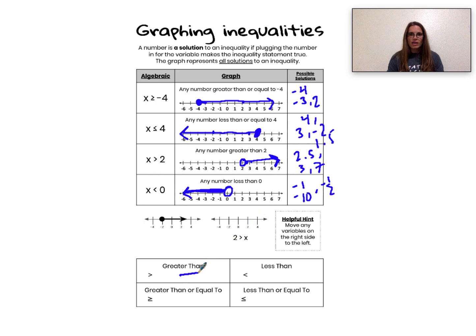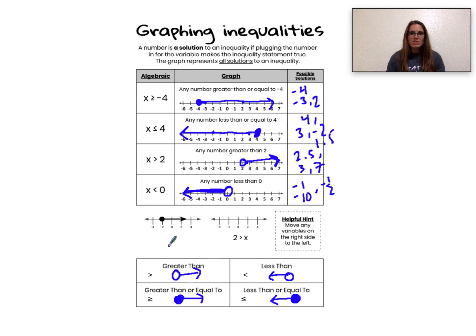In summary, greater than is going to have an arrow to the right, as is greater than or equal to, but only the equal to has a filled in dot. If we have just a greater than symbol, our boundary number is not a member of the solution set, so I have an open dot there. Similarly, less than and less than or equal to have arrows to the left, indicating that all the values smaller than that number are solutions, but less than does not include the boundary number, does not have that equals to. So less than is an open dot, whereas less than or equal to has a filled in closed circle.